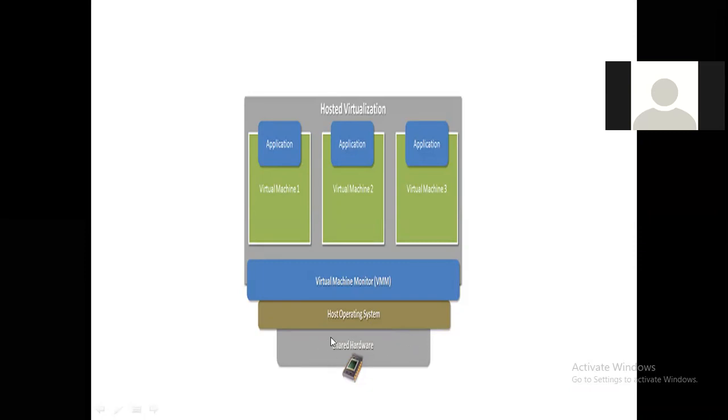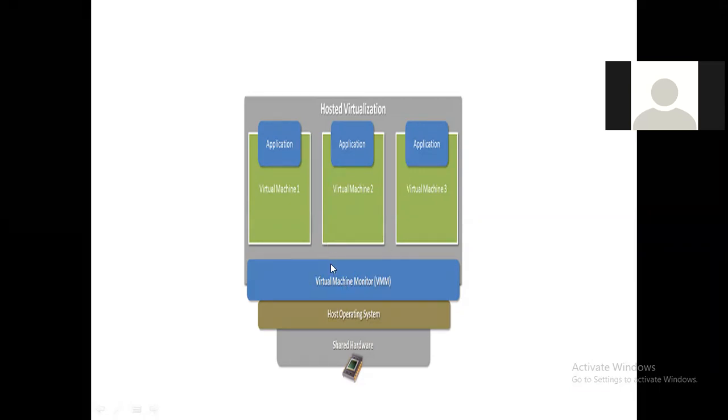This is the bare hardware, that is the physical hardware, that will be shared by all these applications. This is virtual machine 1, virtual machine 2, virtual machine 3. As many virtual machines as we want can be placed with the help of the virtual machine monitor. Its task is to create these virtual machines as well as maintain them. We call it a hypervisor also.